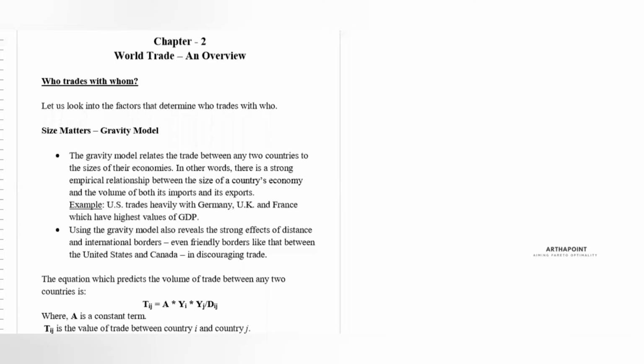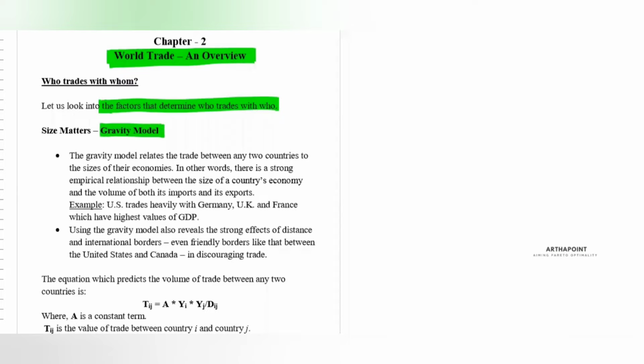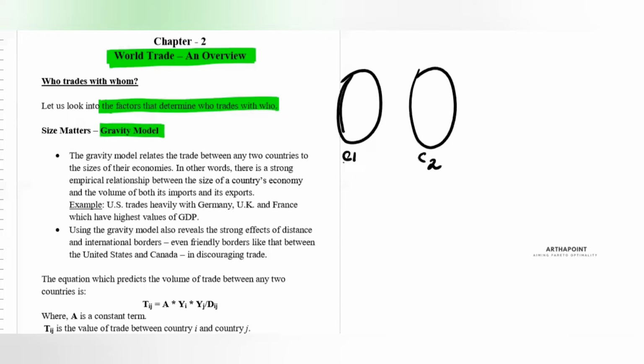In this lecture, we are going to understand an overview of world trade. In order to determine how much trade takes place and who trades with whom, we have a model, known as the gravity model. Now, what is a gravity model? A gravity model links two countries together, country 1 and country 2, and it tells us how trade is going to take place between the two countries.